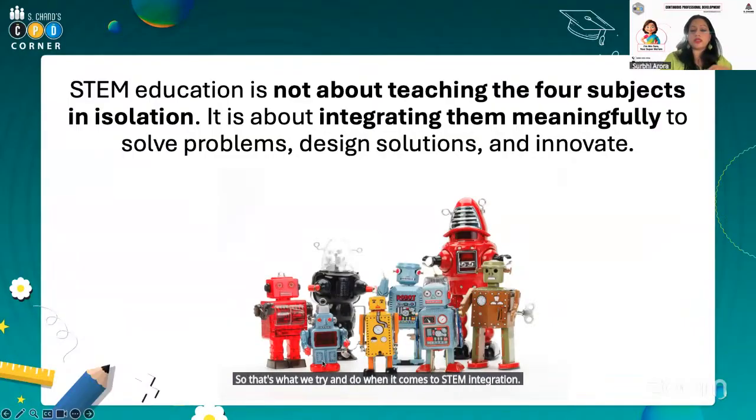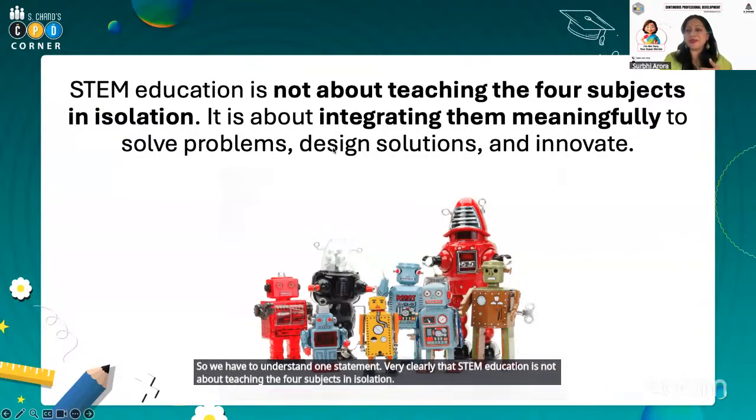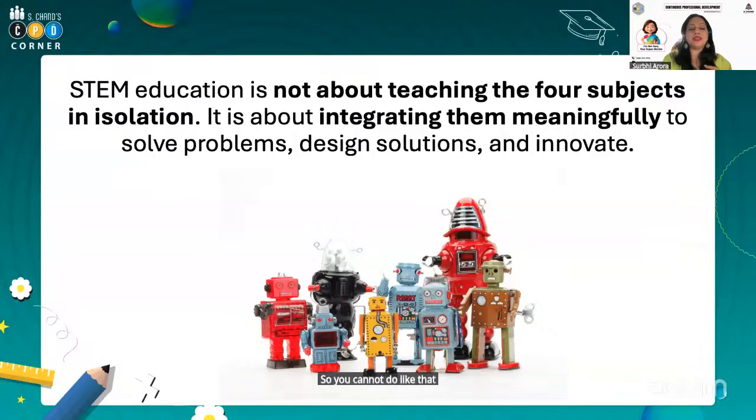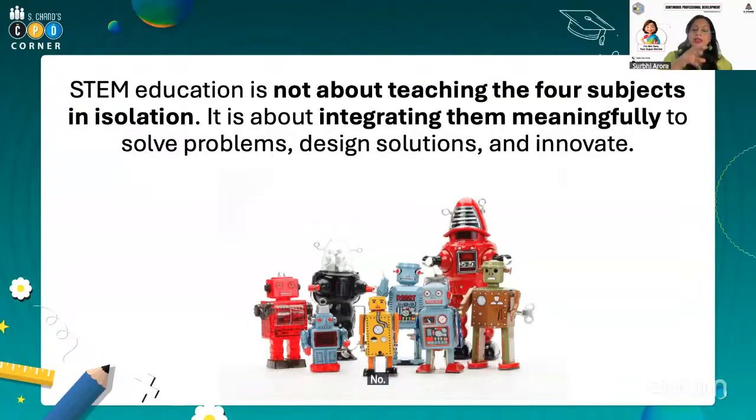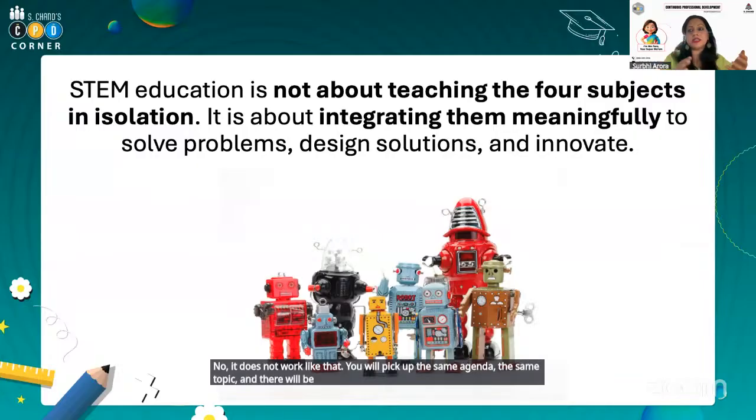So we have to understand one statement very clearly, that STEM in education is not about teaching the four subjects in isolation. You cannot have a science teacher saying, okay, ma'am, I'm going to do this subject, and the math teacher says, okay, I'm doing this topic, and then all four of you together say, okay, STEM education is done in the school. No, it does not work like that. You will pick up the same agenda, the same topic, and there will be four different insights from different subjects that come in.